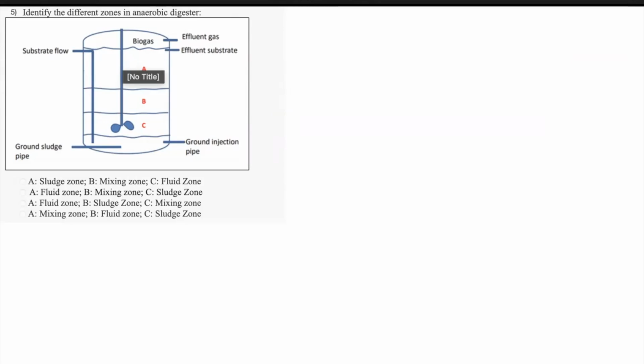Again, even if you do not remember the exact diagram of the anaerobic digester, with some pre-understanding of how the process takes place, you can easily get the answer. Though remembering this or knowing the components of a digester will help you in understanding the process at the end, right? So I will give you 1 minute, and then we'll discuss the answer for this question.